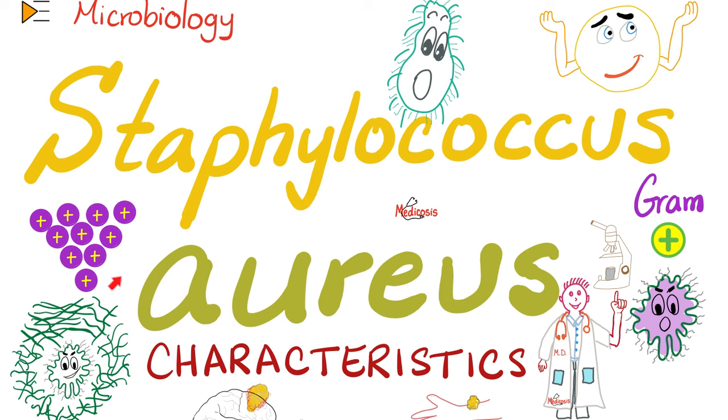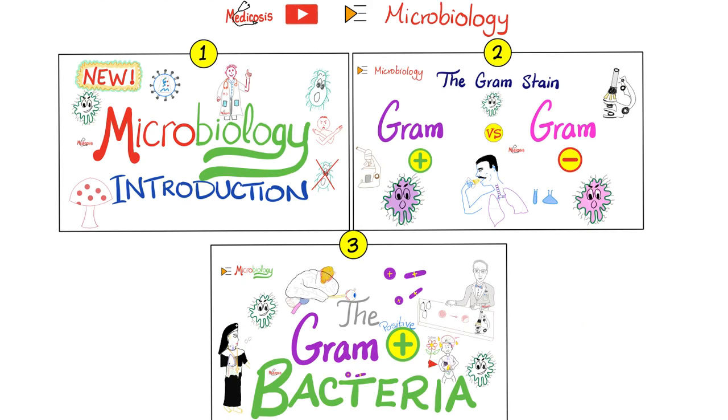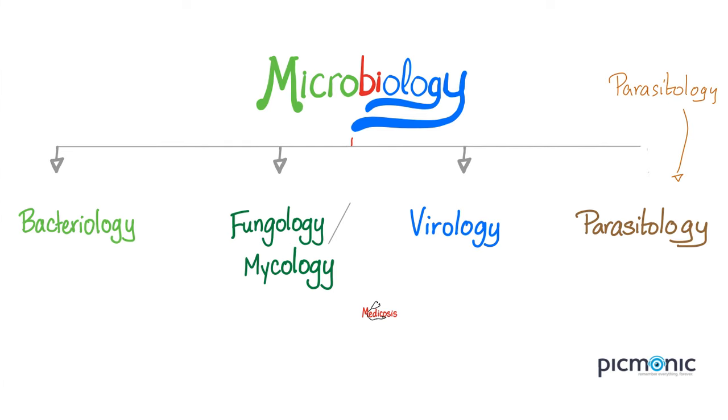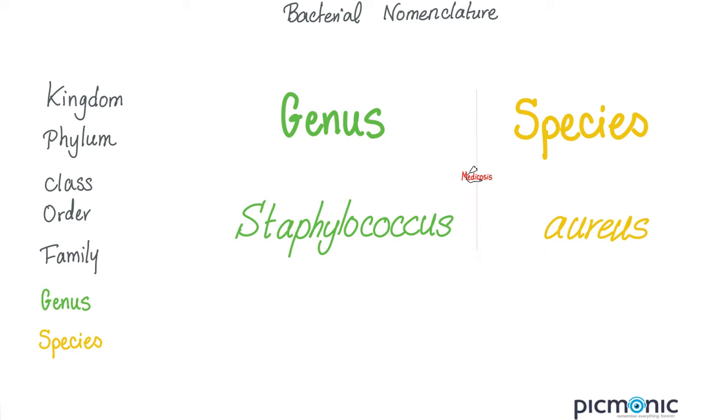As you know, Staph aureus are gram-positive cocci in clusters like grapes, and if you are gram-positive you will be purple. Please watch these videos in order for maximum retention. Microbes are either bacteria, fungi, viruses, and parasites. Viruses are not living organisms. That's why the technical name is not a microbe. A virus is a particle. Ergo, microbiology deals with bacteriology, fungology or mycology, virology, and parasitology. When I say Staphylococcus aureus, Staph is the genus, aureus is the species.